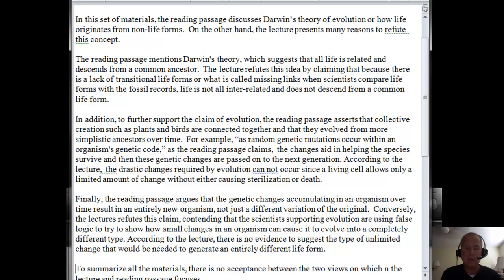To summarize all the materials, there is no acceptance between the two views on which the lecture and the reading passage focus, not focuses, right? Because we're using a plural, we need a plural verb there. So there it is. So we got it. Wow, that was a tough beast to tame, wasn't it?